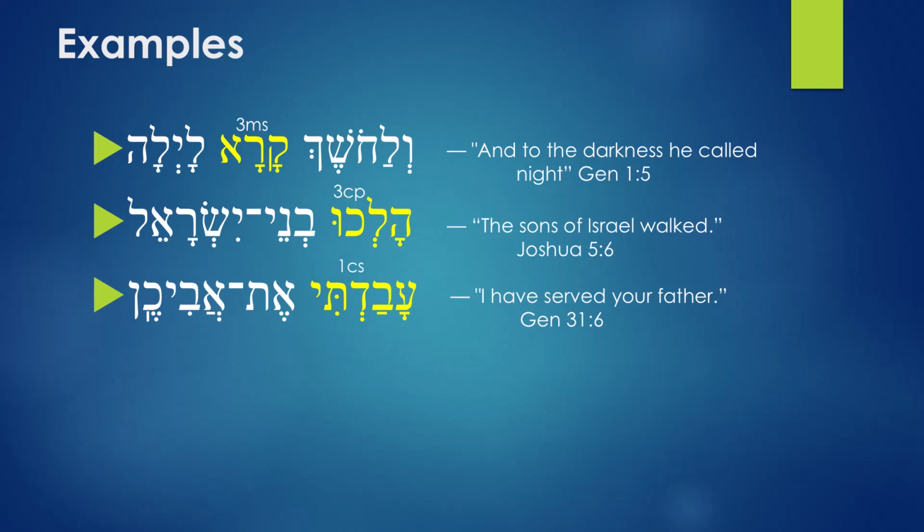Et is pointing to the object. Who did you serve? Next is the object, avichem. Avichem is coming from av. Av means father. So in avichem, you have the pronominal suffix on the word av. A pronominal suffix on a noun shows you possession. I served your father, et avichem, your father.